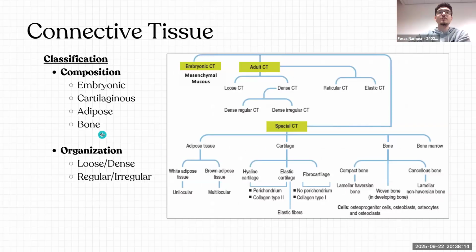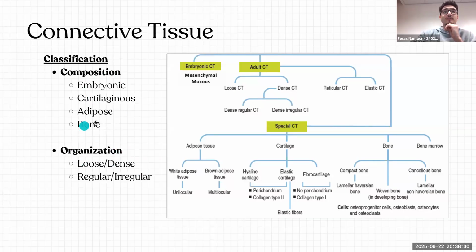This is how we classify connective tissue. We talked about its function. Let's talk about classification. We're going to see its composition and how it's organized. So is it embryonic, cartilaginous, adipose? And then how is it organized? Is it loose or dense? Is it regular or irregular?